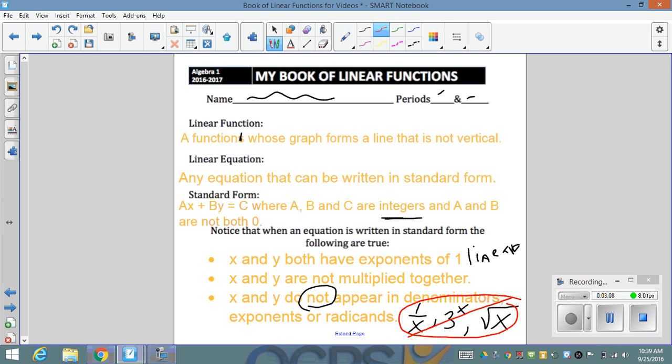Again, for a function to be linear, your x and y will both have an exponent of 1. They will not be multiplied together, and they will not appear in denominators, exponents, or radicands. So x times y, that's also a no. We will talk more about this and do some sorting to figure out which functions are linear and which functions are not linear. But for now, we're going to move on to graphing using a table of values.